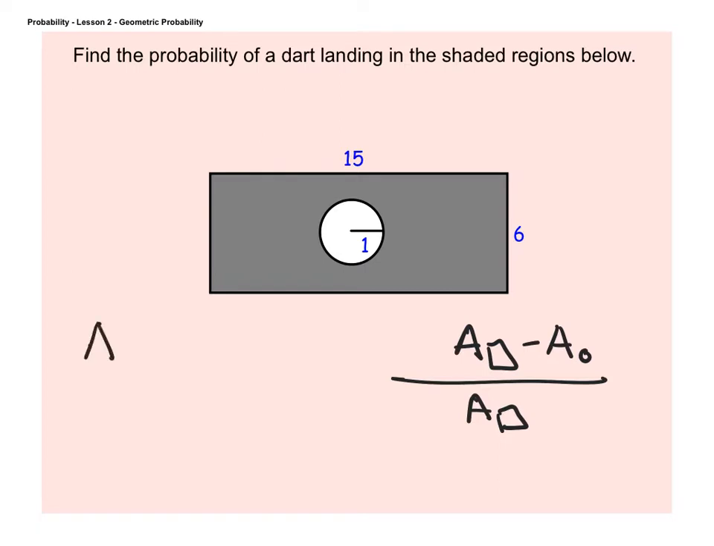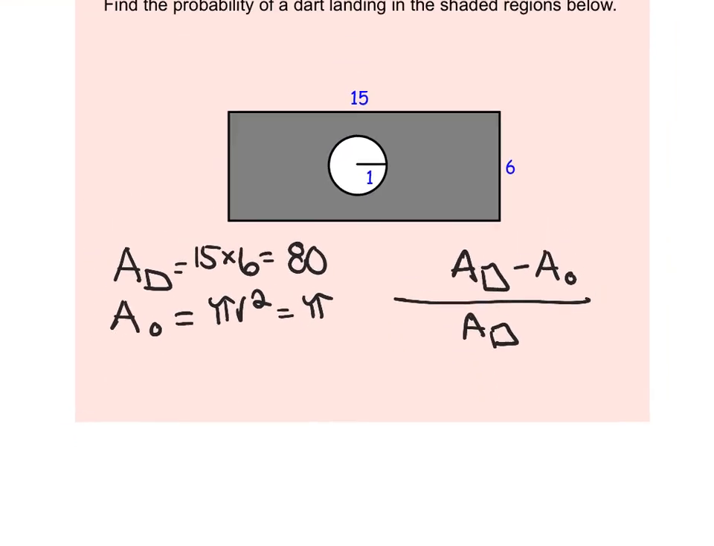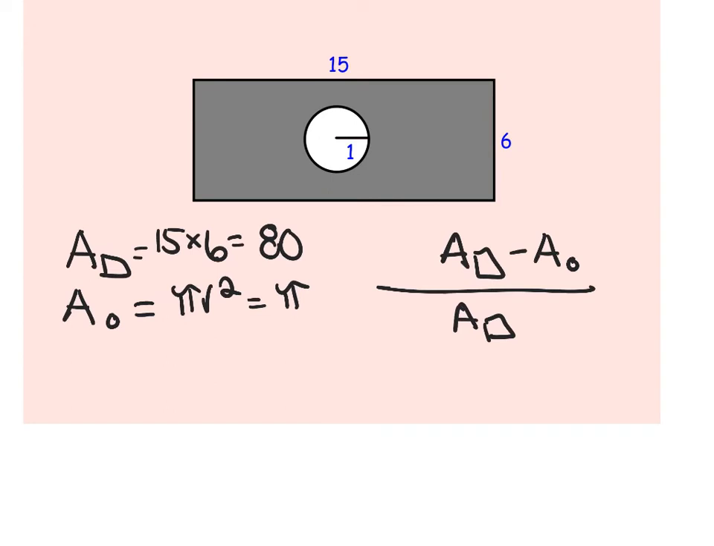So first we need the area of the rectangle, which is 15 times 6, which is 80. Okay, then we need the area of the circle, which is pi r squared. Well, this is easy. It's 1 squared, so it's just pi. Okay, so following the formula that I have on top, I need the area of the rectangle, which is 80, minus the circle, take out that circle hole, and then divided by 80. 80 minus pi over 80.